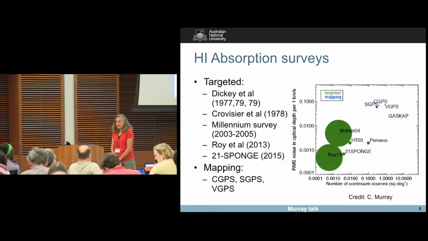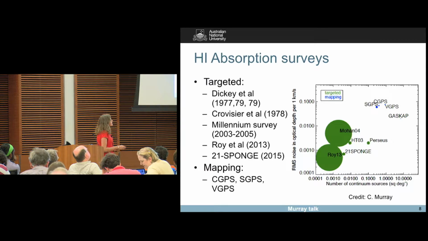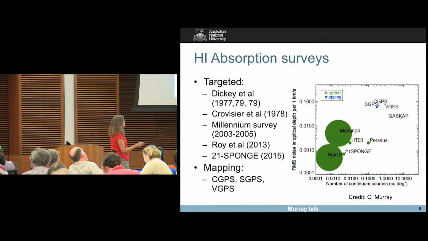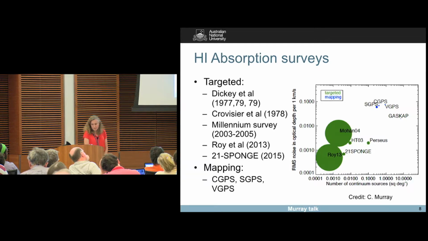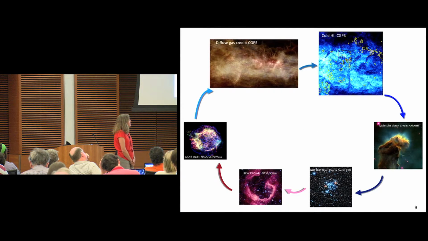So, some of the targeted H1 absorption surveys, nicely summarized in this figure from Claire Murray, comparing the RMS noise versus the number of continuum sources per square degree. The mapping surveys up here and the more recent surveys down here probe various different things, including the Heiles and Troland survey there. All of those have been used enormously to try to understand this cycle again.